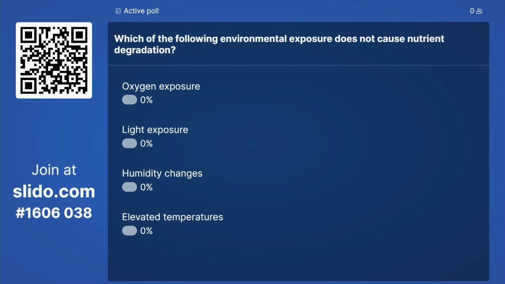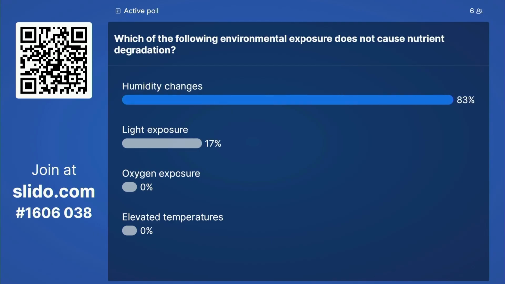All right, so does anyone know which environmental exposure does not cause nutrient degradation? This should be a fairly easy one. It's early. Tried to make these not too hard. All right, I think we've got a leading winner coming out, and you guys are correct. Humidity changes don't technically cause nutrient degradation.